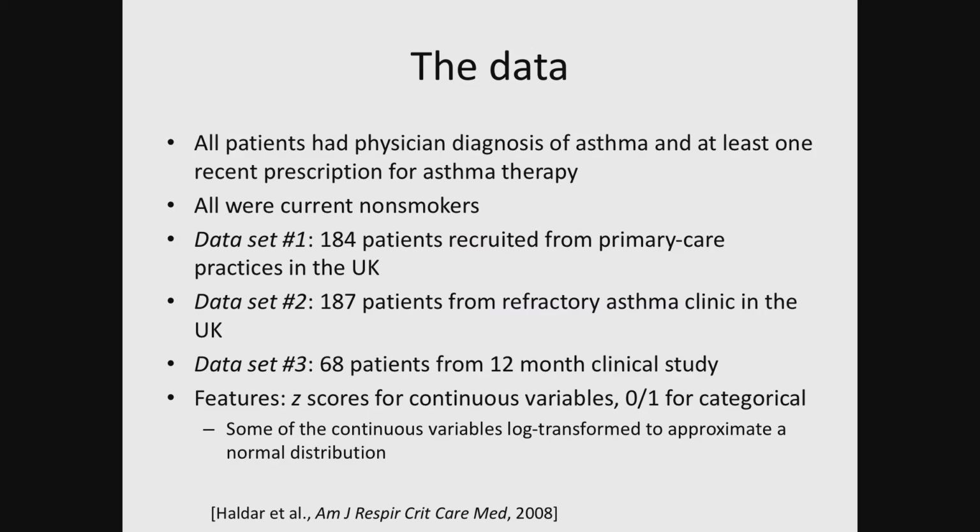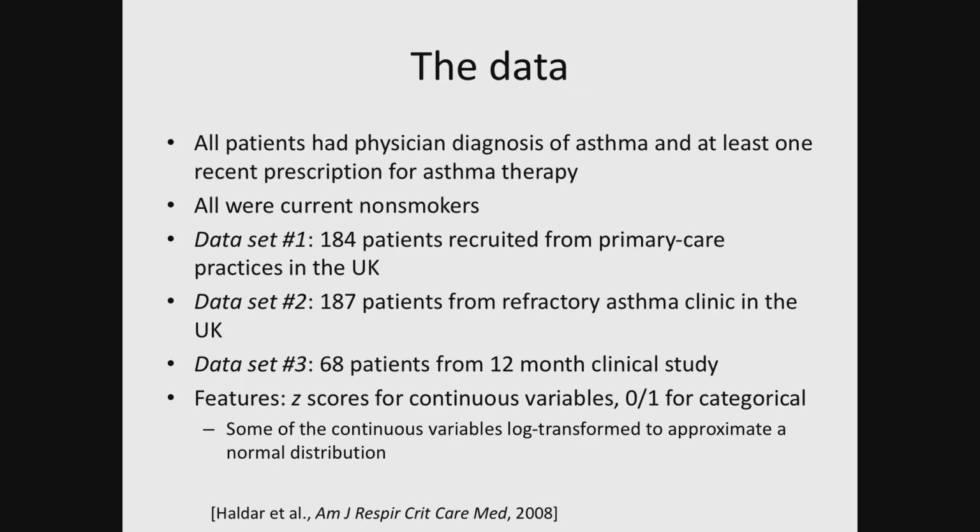These data sets consisted of patients who had asthma and already had at least one recent therapy for asthma. They're all non-smokers, but they're 3 disjoint sets of patients coming from 3 different populations. The first group of patients were recruited from primary care practices in the United Kingdom. All right, so if you're a patient with asthma, and your asthma is being managed by your primary care doctor, then it's probably not too bad. But if your asthma, on the other hand, were being managed at a refractory asthma clinic, which is designed specifically for helping patients manage asthma, then your asthma is probably a bit more severe. And that second group of patients, 187 patients, were from that second cohort of patients managed at an asthma clinic.